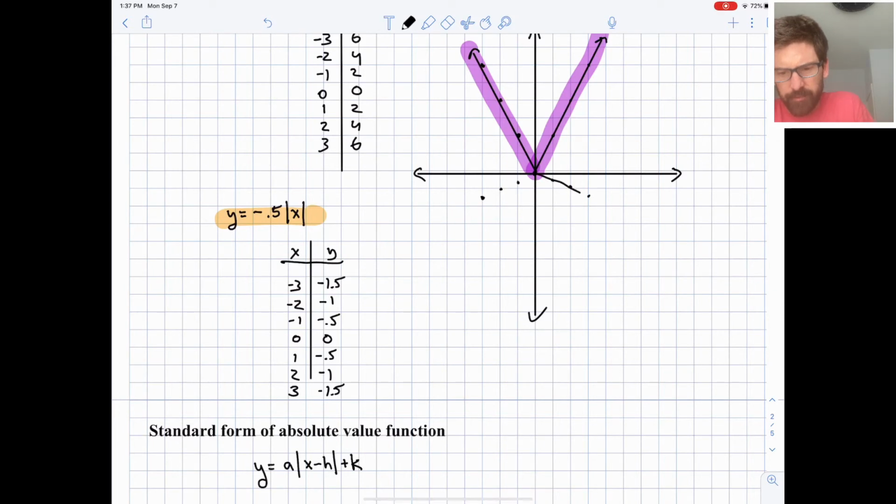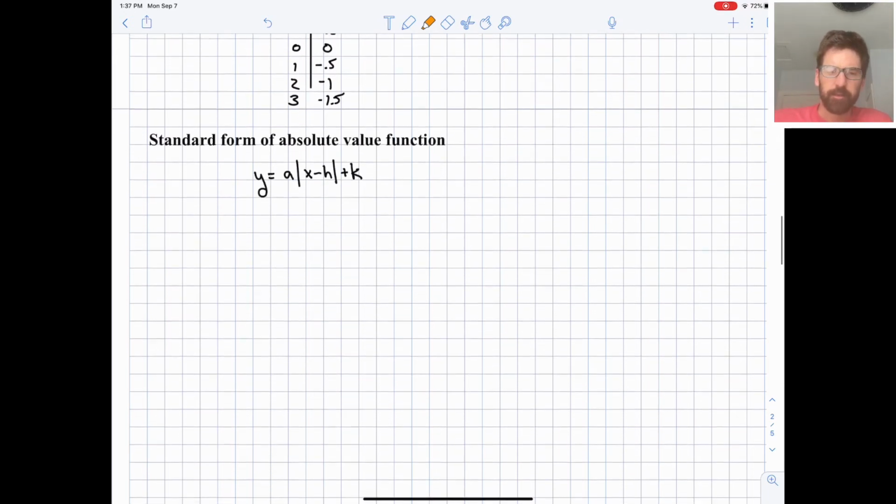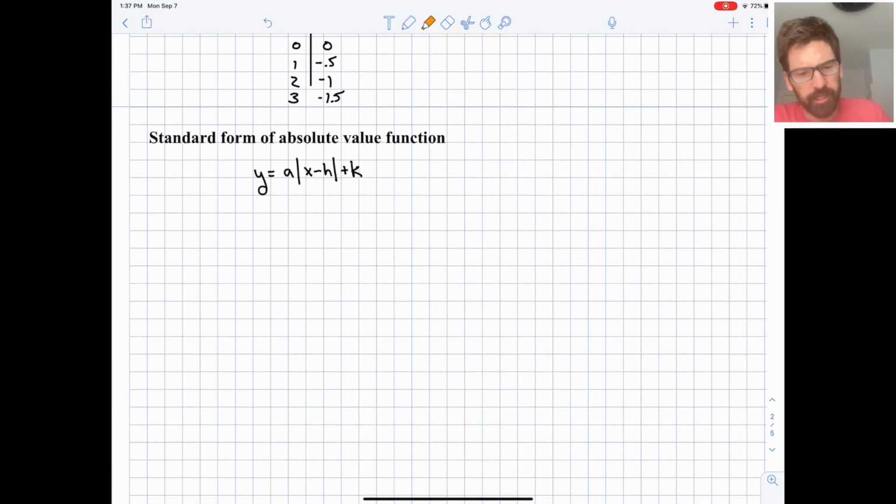Same on the other side. So this is an example of an absolute value function that has been vertically compressed and then additionally flipped vertically across the x-axis as well. So here's standard form, and let's talk about what each of these guys do.